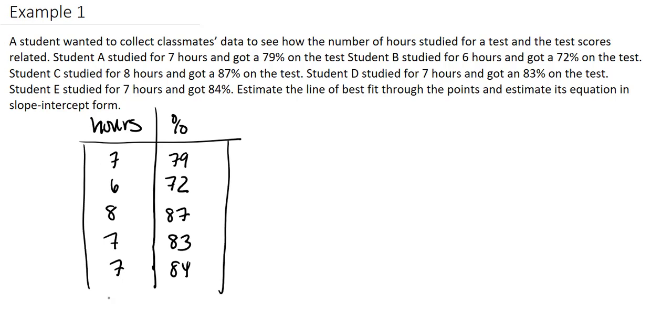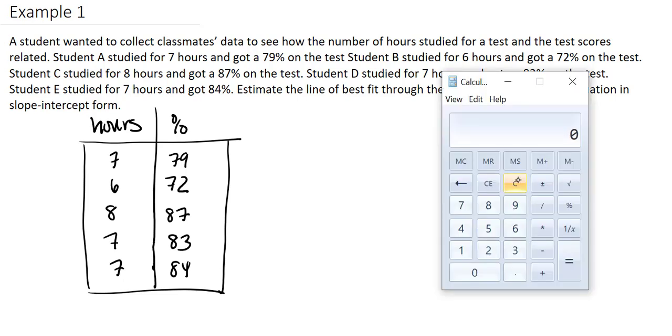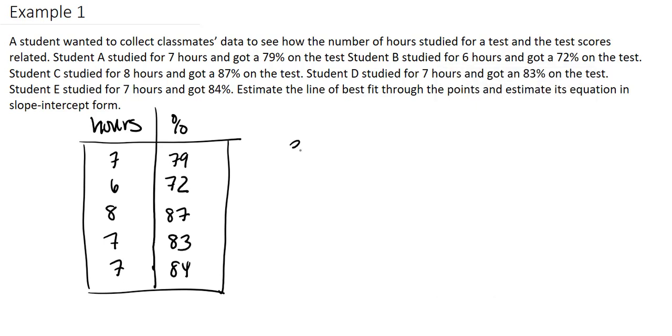So what are we going to do with those? Well, we add them up, say the hours. Let's get our calculators out. 7 plus 6 plus 8 plus 7 plus 7, and we get 35. And we divide it by 5 because we have 5 samples. So that's 35 divided by 5, which is 7. This is our X bar.